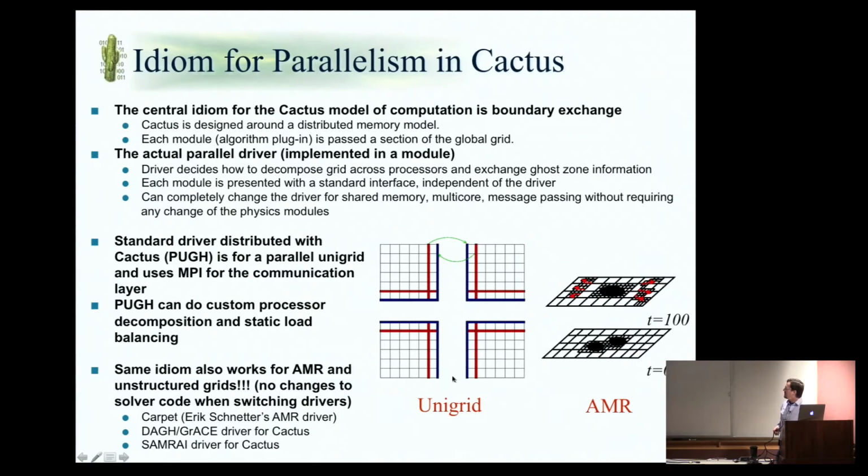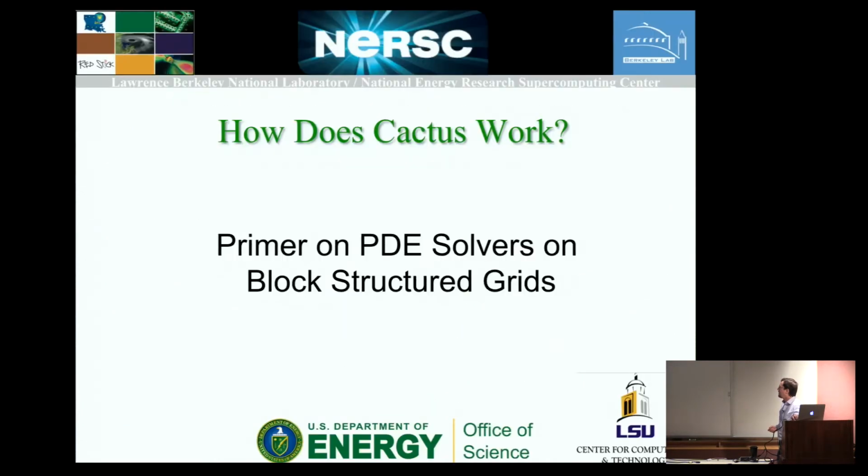It also so happens, though, that this idiom for parallelism we used for unigrid codes also works for adaptive mesh refinement codes, which are a heck of a lot more complicated, where you can have refined meshes that are hierarchically laid out on the system in order to apply computation where it's needed. So it's a neat feature that we're able to tackle AMR using this same framework.